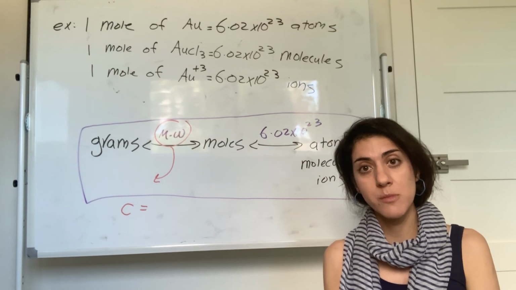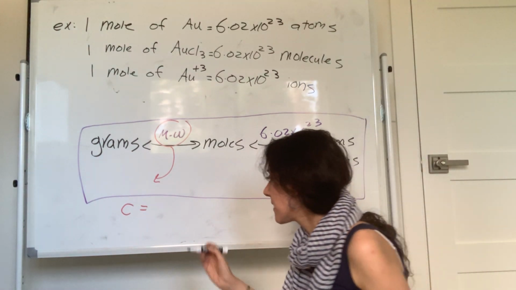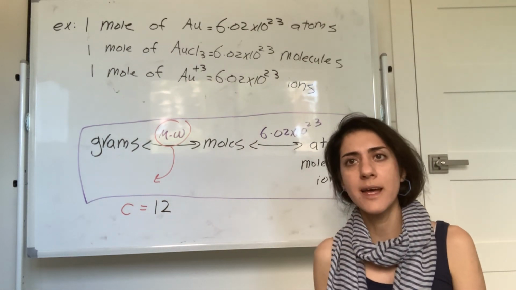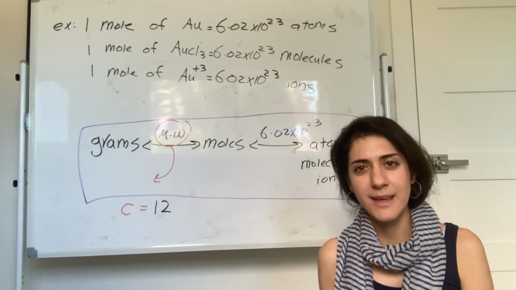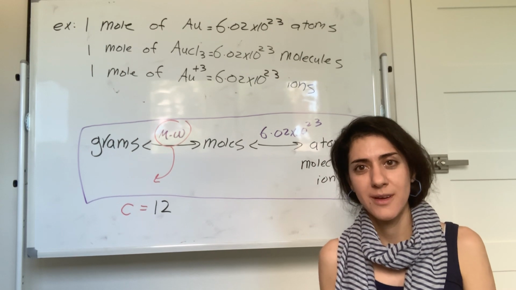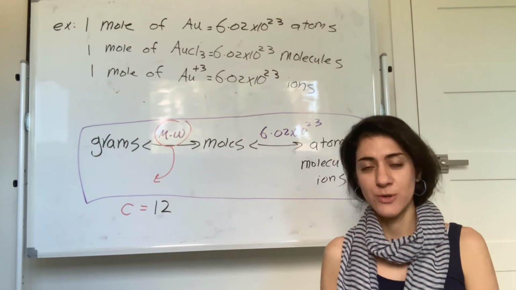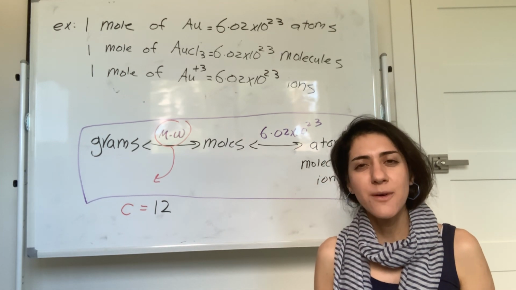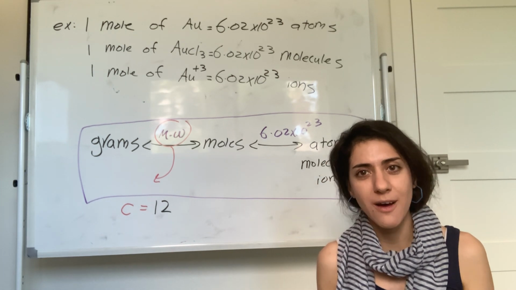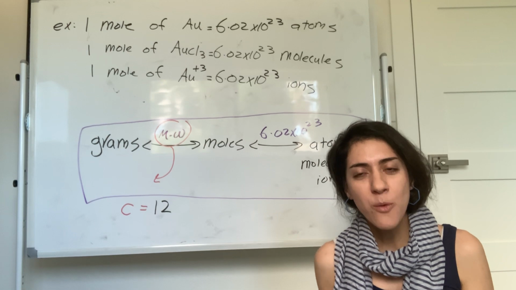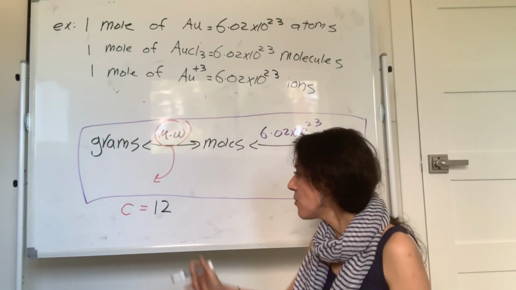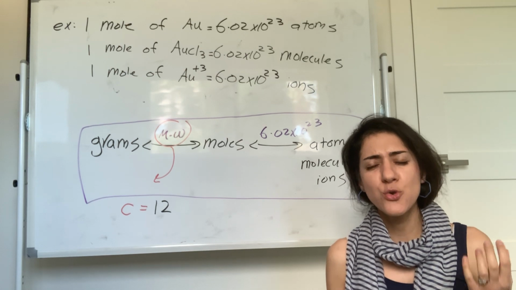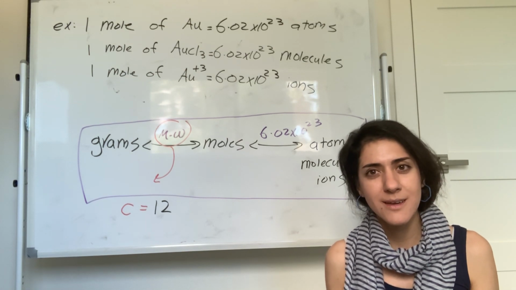Carbon has an atomic number of 6, and the mass of carbon is 12. We've learned that before. Now, here's the thing. One thing I never told you, and you never asked me, or you couldn't ask me since this is recorded, was what is the unit of this? We never talked about this. So we said the mass of carbon is 12, but 12 what?